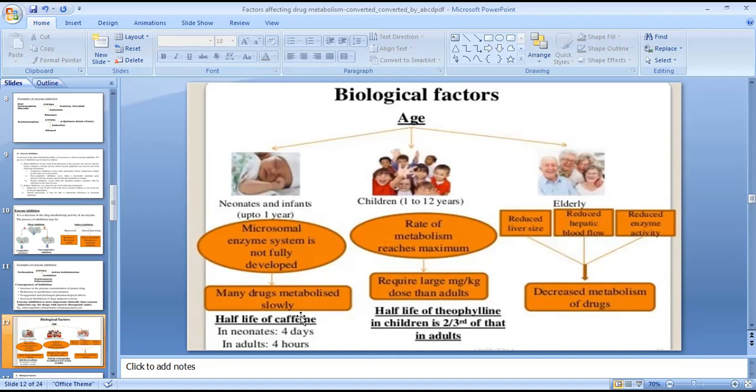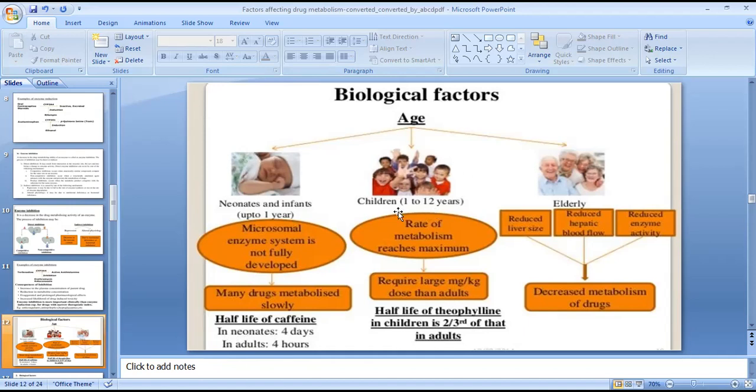Many drugs are metabolized slowly, and the half-life is long. As the microsomal enzyme system is not developed in the neonate, they require about 4 days to excrete the caffeine drug molecule. But in the case of adults, about 12 years and older, we metabolize the caffeine molecule within 4 hours. This is the difference, because in neonates the microsomal enzyme system is not developed.